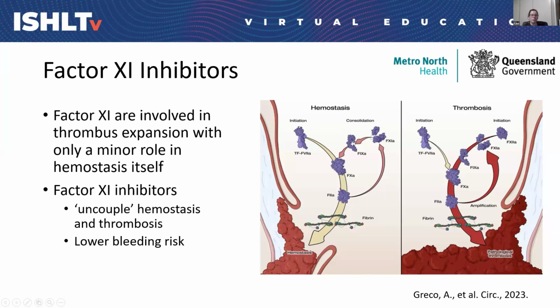Finally, the new kids on the block are the factor XI inhibitors, which represent a novel approach to managing thrombosis. Factor XI plays only a very small role in hemostasis, primarily being responsible for thrombus expansion. Inhibitors of factor XI are aimed at uncoupling hemostasis from thrombosis, targeting purely the expansion of thrombus, and carry a significantly lower bleeding risk than traditional anticoagulants. Broadly, options available include monoclonal antibodies, small synthetic molecules, and antisense oligonucleotides in both parenteral and oral routes. So again, watch this space and some food for thought.